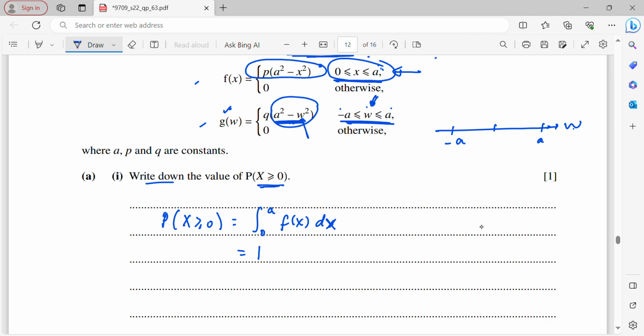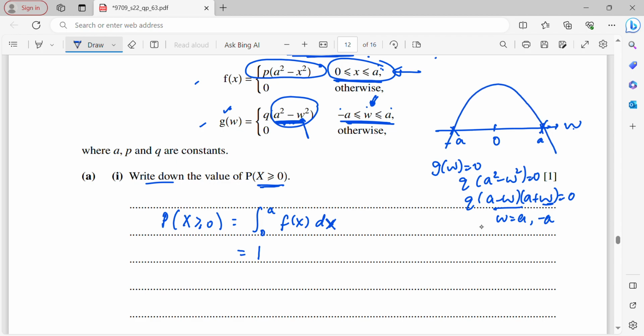So when I let my gW be 0, okay, so I will get q bracket a squared minus w squared equals to 0. Then this one is going to be q bracket a minus w, a plus w equals to 0. Then now I know that my w is going to be a and minus a because you let these two be 0. So it means that my graph is going to be like this, and then it will be symmetrical because it is a quadratic, symmetrical at the middle. So the middle definitely is 0, right? Something like this. It's symmetrical.